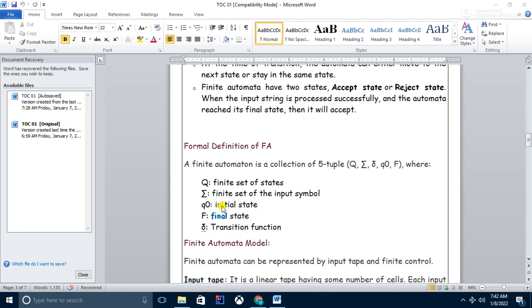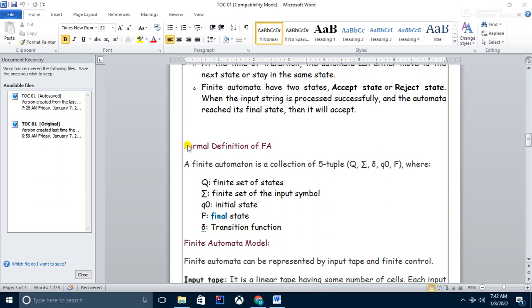Now we can define the finite automata as a collection of 5 tuples: Q, sigma, delta, Q0, and F. So these are the 5 tuples. Finite automata is a collection of tuples, where Q is a finite set of states, sigma is the finite set of input symbols, Q0 is the initial state, F is the final state, and delta is the transition function.